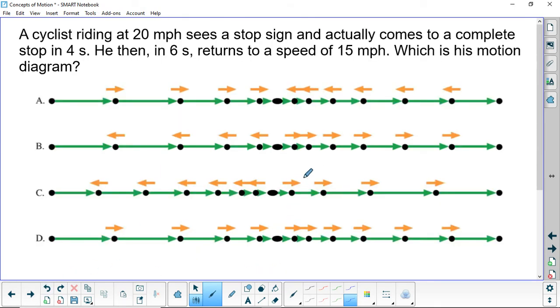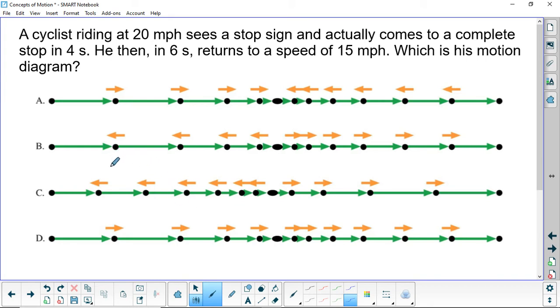See if you can answer this question. A cyclist riding at 20 miles per hour sees a stop sign and comes to a complete stop in 4 seconds. He then, in 6 seconds, returns to a speed of 15 miles per hour. Which is his motion diagram? Take a second, pause the video, and see if you can answer that.